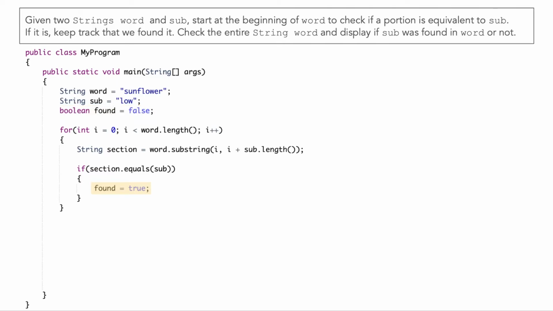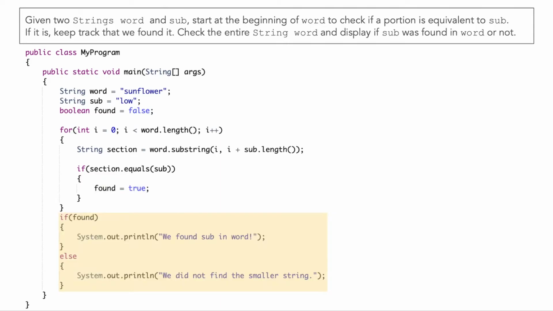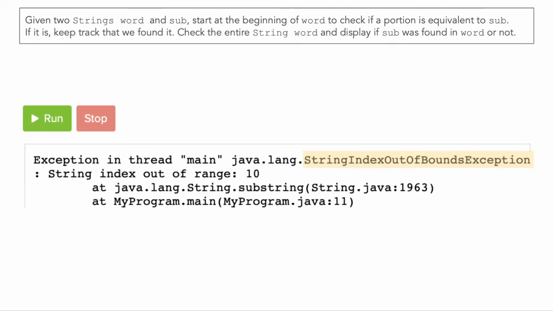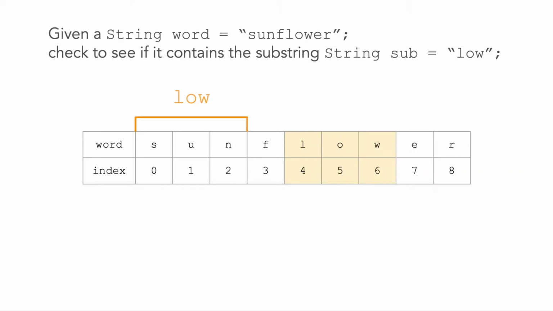Once my computer checks the entire string word and completes the for loop, I want it to display if sub was found or not. When I run this program, an error displays. I get a string index out of bounds exception. Let's take a closer look to see what's going on. Visualizing information can be very helpful. Remember how string characters are stored.